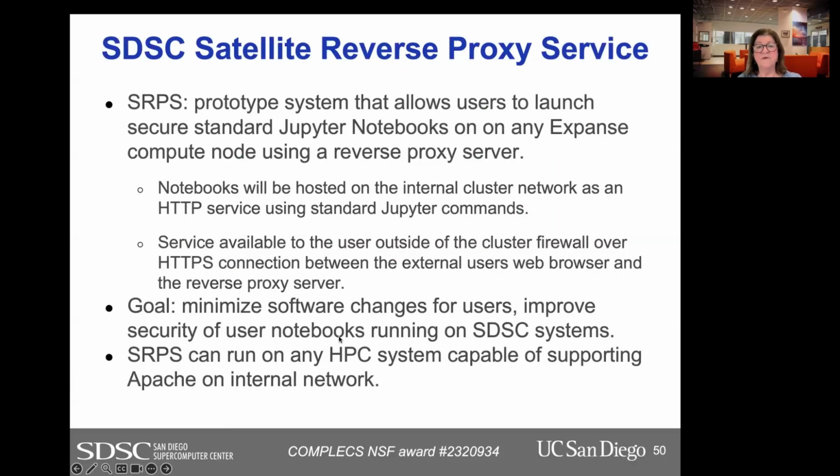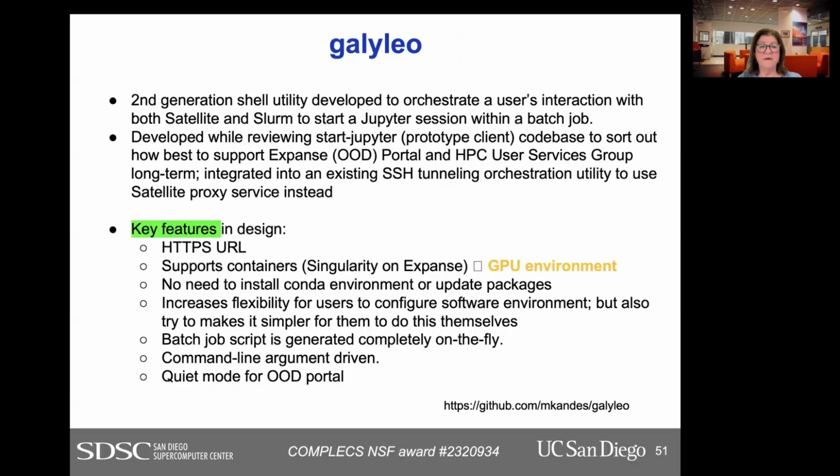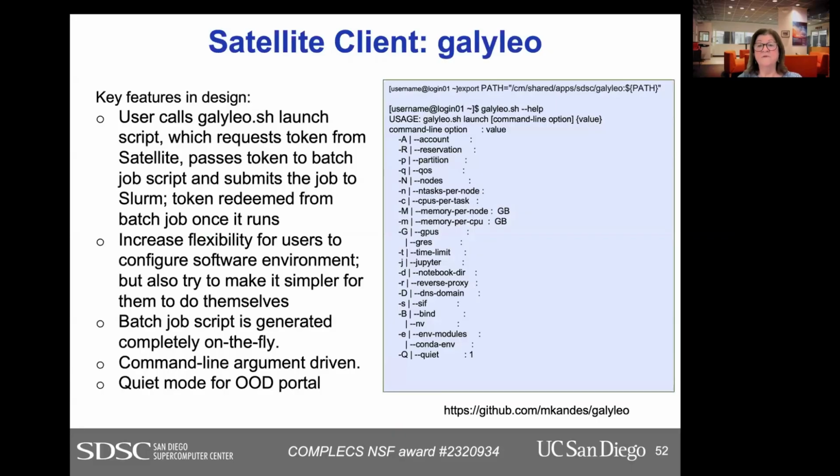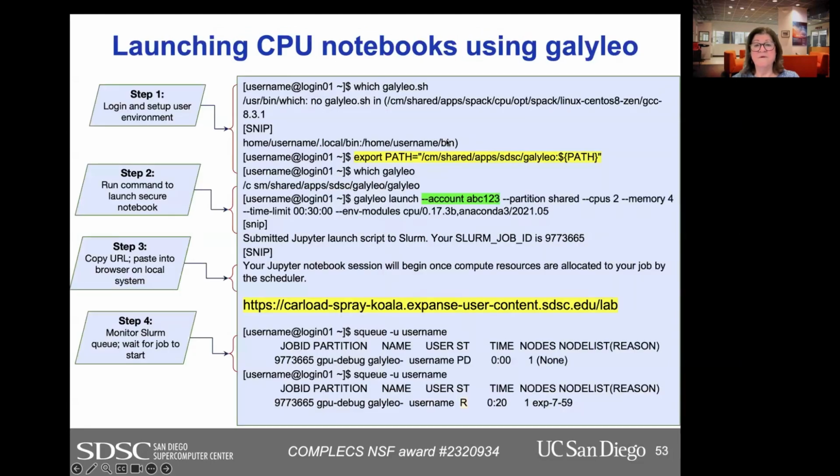All right, so again, this is in a little more detail of SRPS, and I don't really need to spend a lot of time on that. But I want to show you how Galileo looks and works. So you have to make sure you have Galileo in the path. So if you don't want to mess with your .bash_profile file on Expanse, here's the path. And I'll give you a link to the Galileo project page where you can also cut and paste directly these commands. And then you can look at all the arguments for Galileo, your account, your reservation, other information.